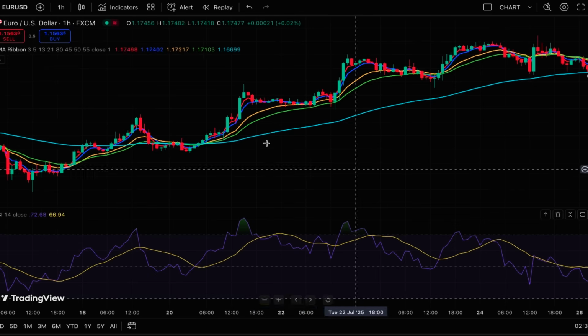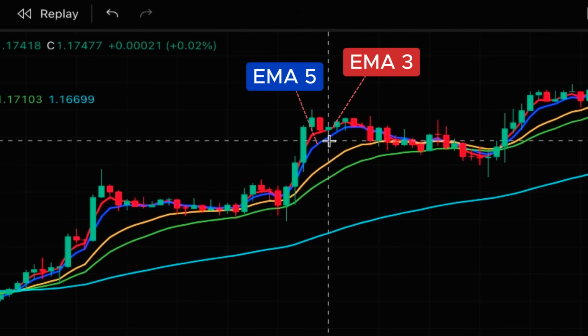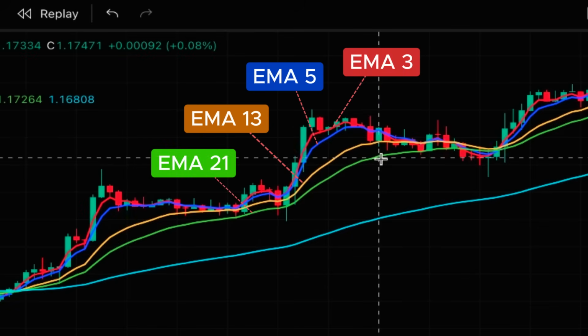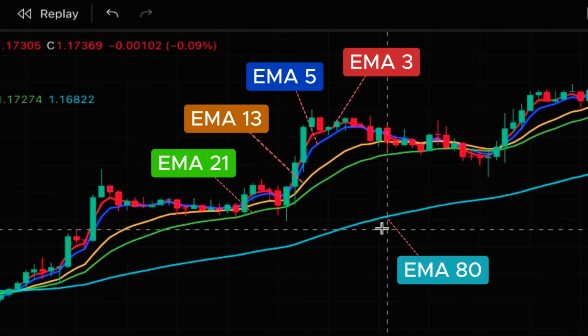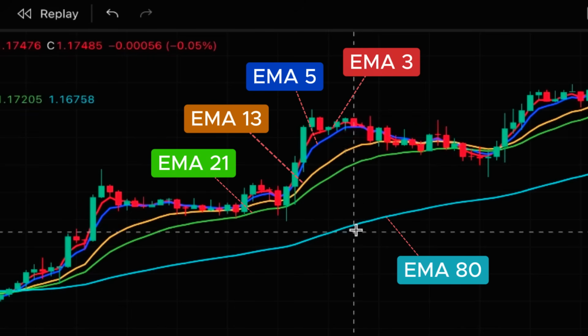Alright, let's see what we have here. So this red line here is an EMA with length of 3. The blue line here is an EMA with length of 5. The orange line is an EMA with length of 13. The green line is an EMA with length of 21. And this blue line here is an EMA with length of 80. For this EMA with length of 80, we will use it for identifying the major trend of the market relative to the time frame of your chart.